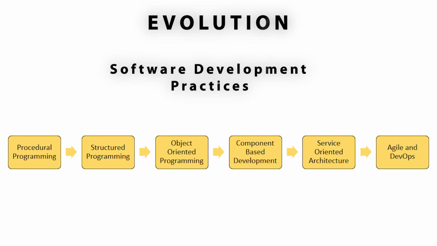Now coming to the Agile and DevOps. They represent a shift in software development methodologies towards iterative, collaborative, and customer-centric approaches. The agile methodologies such as Scrum and Kanban focus on iterative development, frequent feedback, and adaptability. DevOps emphasizes close collaboration between development and operations teams to automate processes and improve software delivery and deployment.